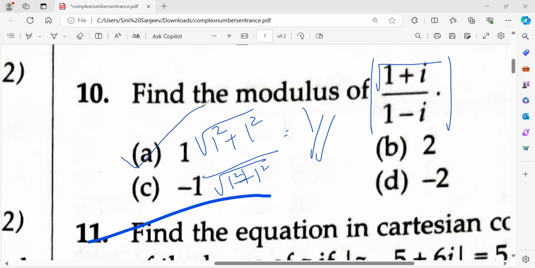That's it. The answer. I hope you understood. Modulus means root of the squares of the coefficients of the terms. What is the coefficient of i? 1. What is the coefficient of this one? 1. That's it. Just put square root and do the squares of the particular coefficients. Is it clear for everyone? This is a direct question. Question number 10.